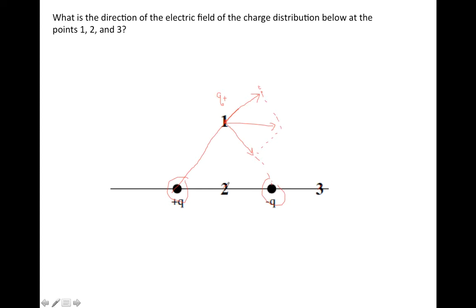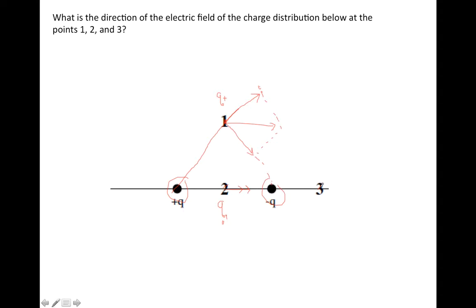Now for the direction at point 2, all I have to do again is place a positive test charge. And as you can see, a small test charge here, positive and positive, it will be directed this way, right? Positive and negative will also be directed this way. So that means the electric field at point 2 is also directed to the right.